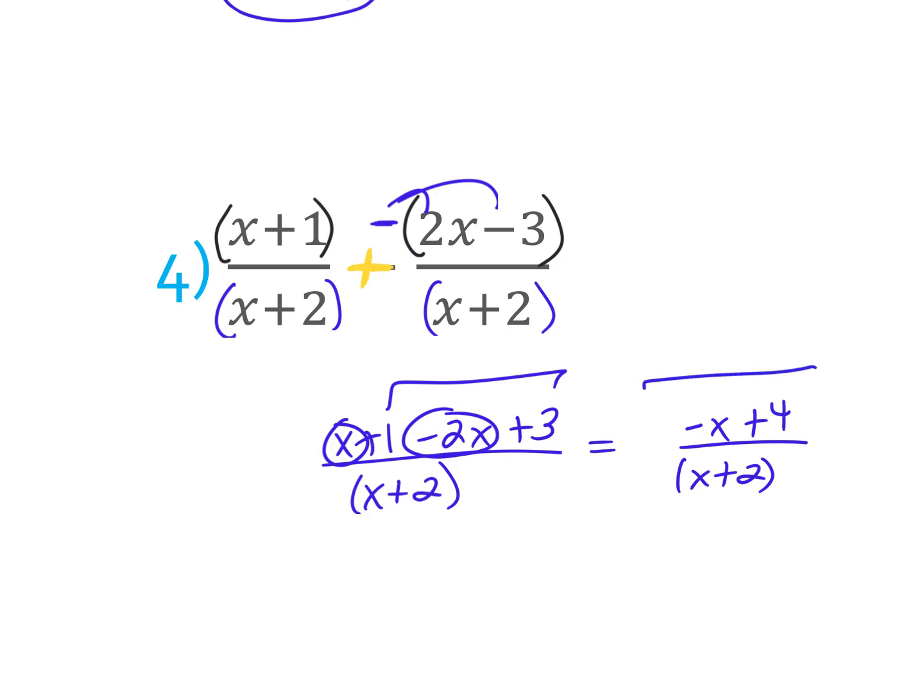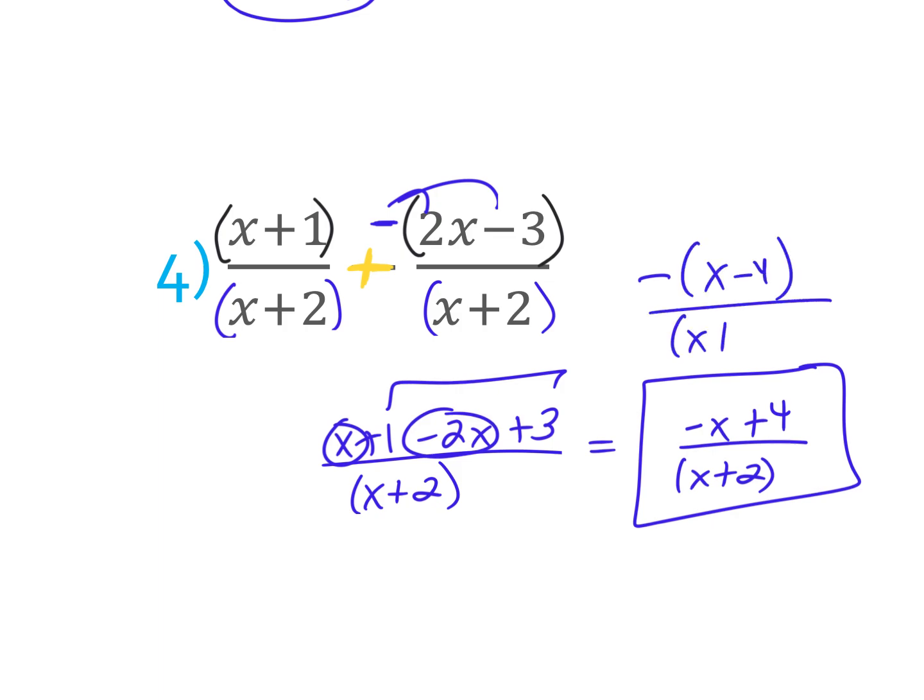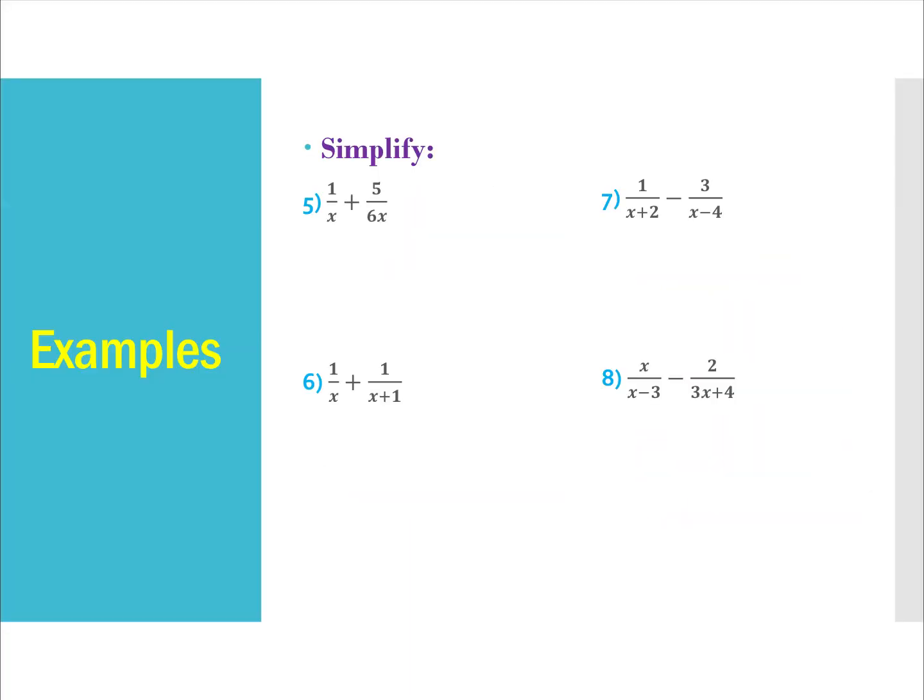You can leave it like that. If you want to write it as 4 minus x, that's fine as well. If you wanted to write it like negative and then x minus 4, over x plus 2, sure. Same thing. No problem at all. All right, so let's move along here.